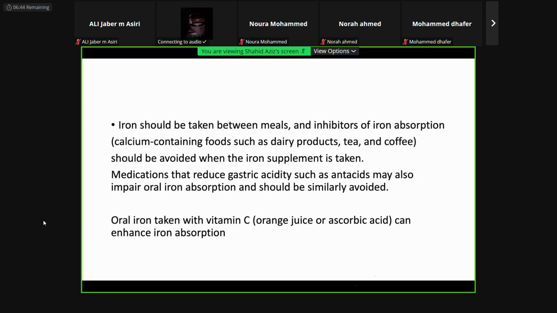You have to also take care of medications that reduce the gastric acidity, such as antacids, because iron needs acidity in the stomach for normal absorption. And if you use too much of antacids and proton pump inhibitors, it may impair the absorption of oral iron, and therefore they should not be given at the same time. Sometimes you can give oral iron with vitamin C, such as in orange juice or ascorbic acid, which is the medical name of vitamin C, because vitamin C can enhance or increase the absorption of iron from the gastrointestinal tract.